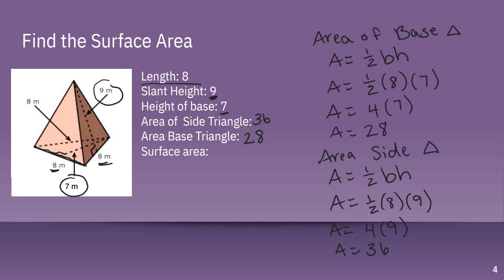Now, how many different side triangles do I have? Well, it's a triangle, and a triangle has 3 sides. So I have 3 different side triangles. I'm going to take that 36 and multiply it by 3, and I get 108. Now I take the area of all my side triangles, which was 108, and add it to the area of my base triangle, which was 28. So what does 108 plus 28 equal?